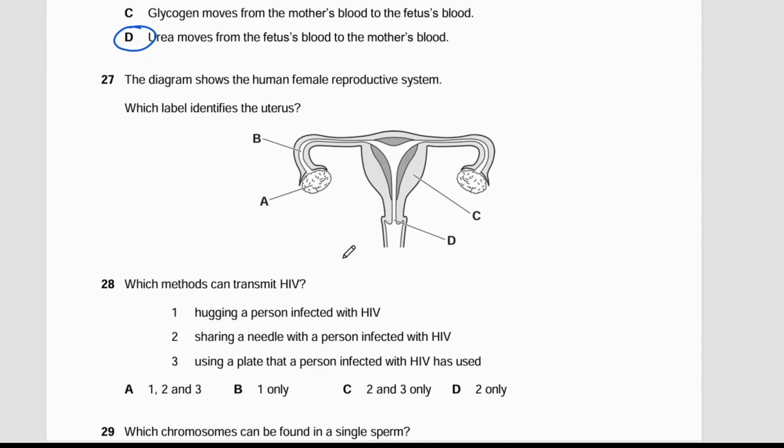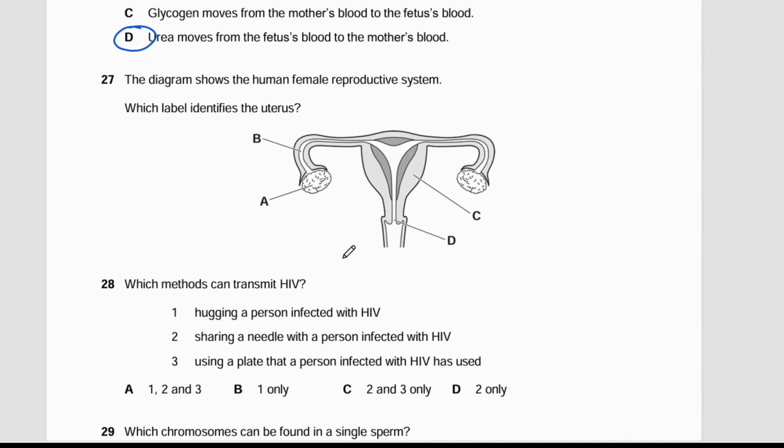The diagram shows the human reproductive system. Which label identifies the uterus? C. What is A? B is D. Correct. So A is the ovary, B is the fallopian tube, C is the uterus, and D is the cervix.